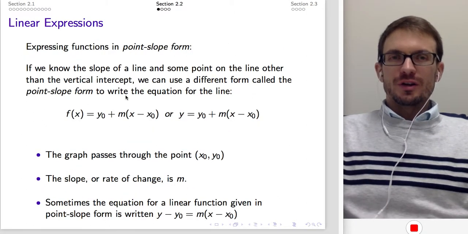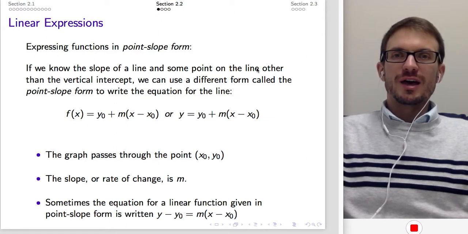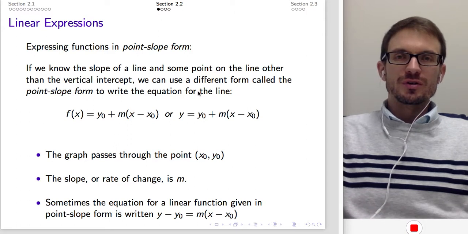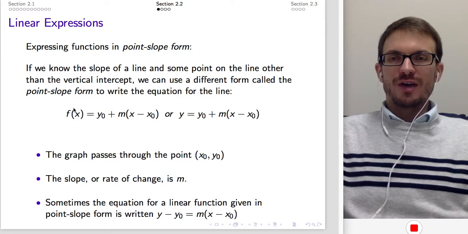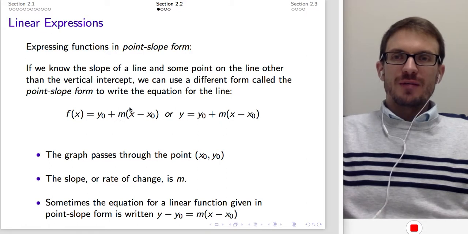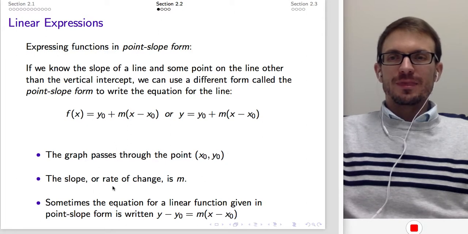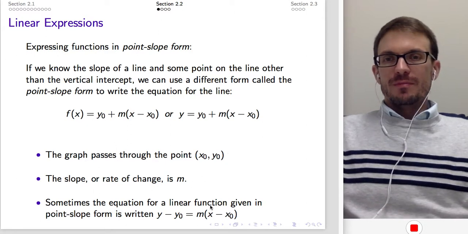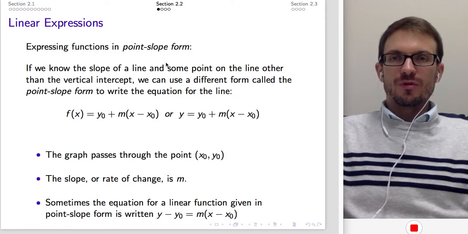Okay, so we can also express functions in point slope form. If we know the slope of a line and some point on the line other than the vertical intercept, what do we use? We use point slope form. So here's one way to represent it: f of x, or you could think of f of x as just y, is equal to y naught plus m times the quantity x minus x naught. The graph passes through the point (x naught, y naught). The slope, or the rate of change, is m, and that's the interpretation here. That's why we call this point slope form.